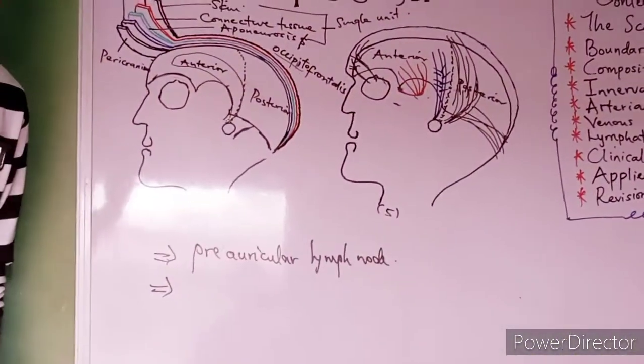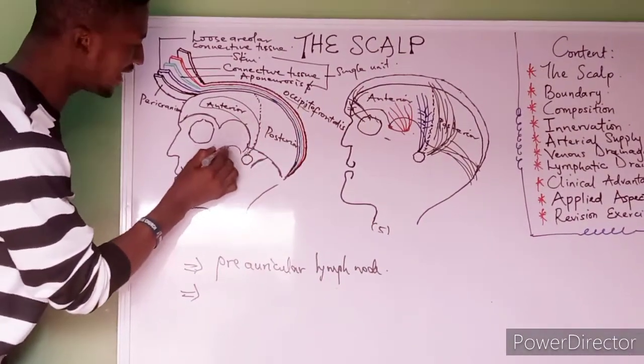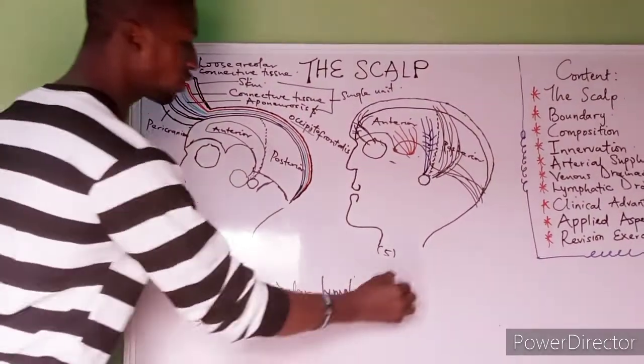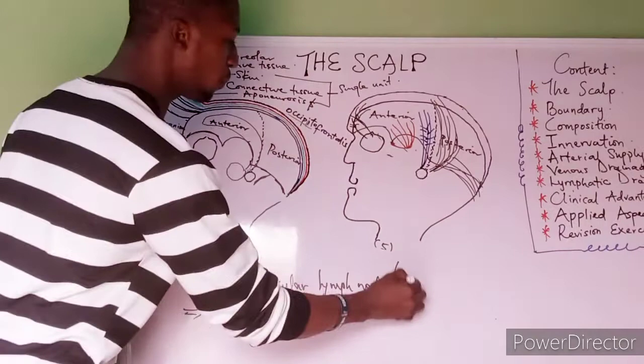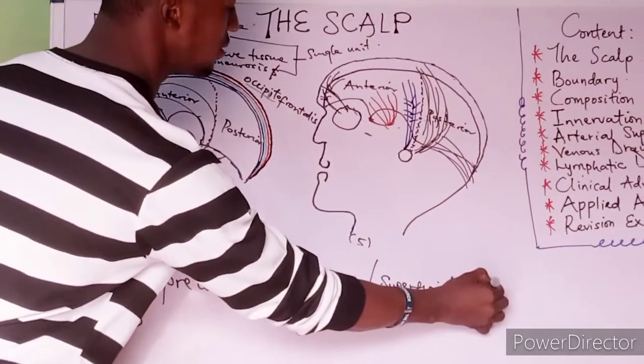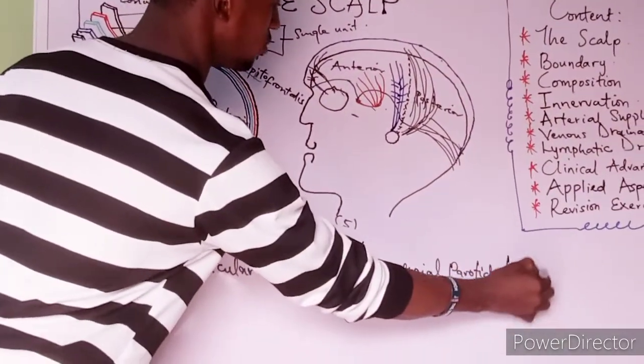I want you to also know another name for it. In the auricular region, there is a gland here. What do you call it? The parotid. So it can also be called the superficial parotid lymph node.